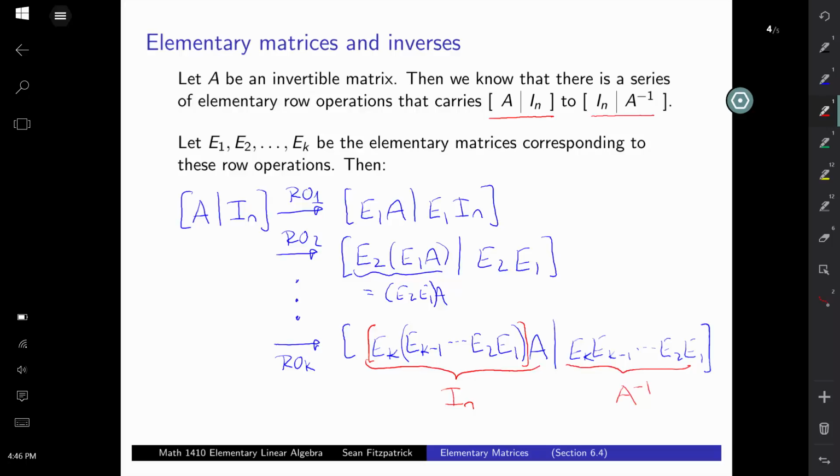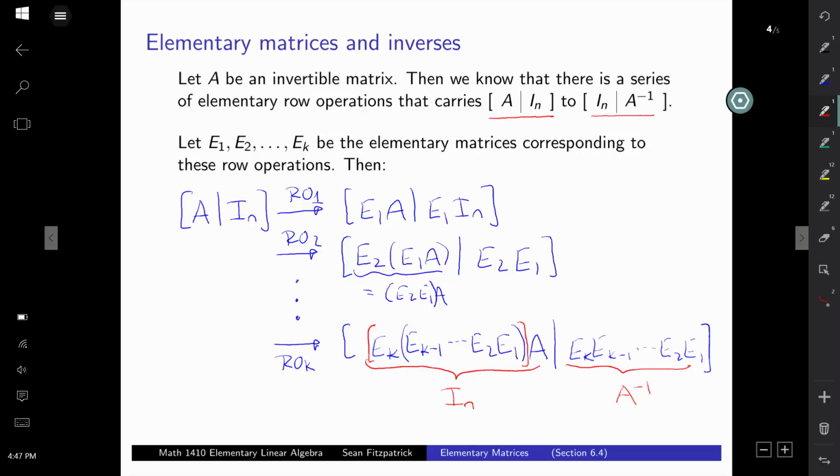So this shows us that one way to compute the inverse is to just perform row operations on our matrix and keep track of each one. For every row operation that we do, we write down the corresponding elementary matrix, right? Keep track of all those guys. And then if we want to construct the inverse at the end, we just have to take those elementary matrices that we found and multiply them together.